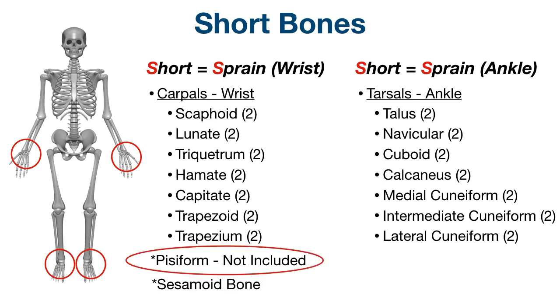Let's go back to the pisiform, which is one of the 8 carpal bones in the wrist. Because the pisiform develops within a tendon, it's considered a sesamoid bone, which we'll talk about later. Therefore, the average adult has 28 short bones.